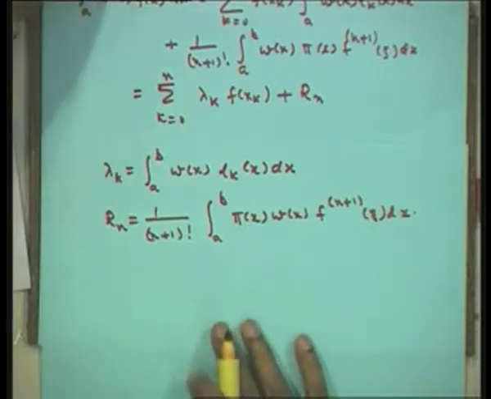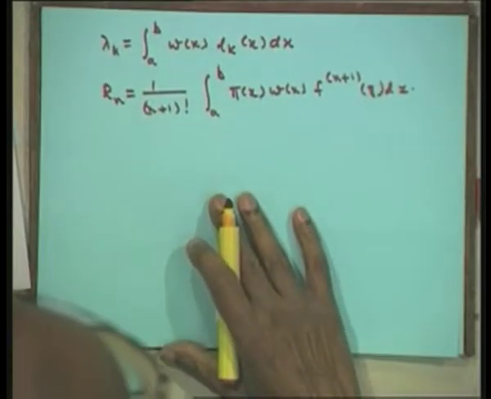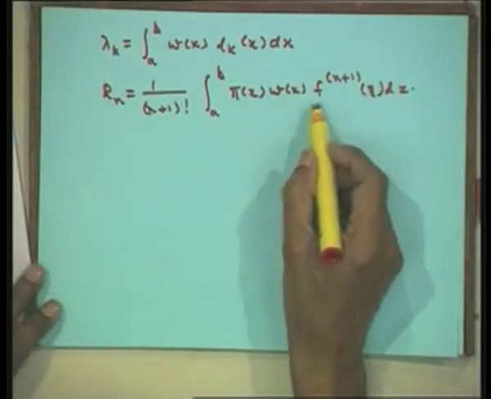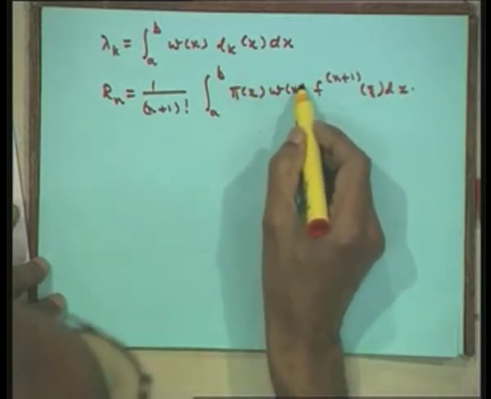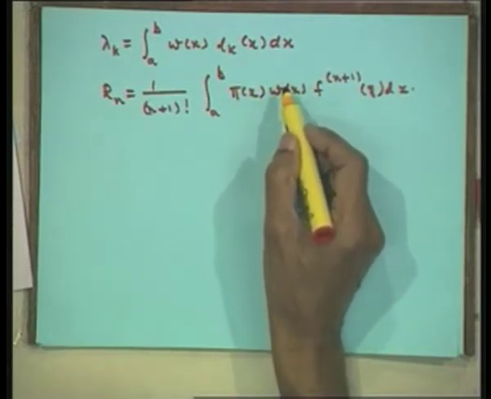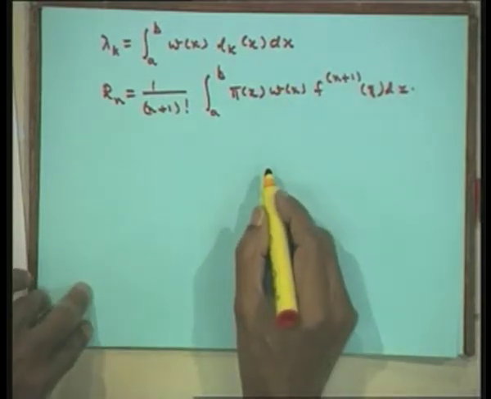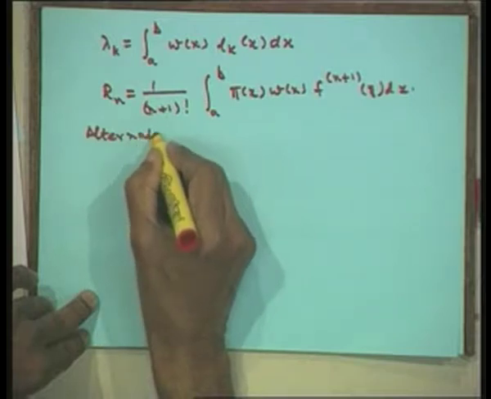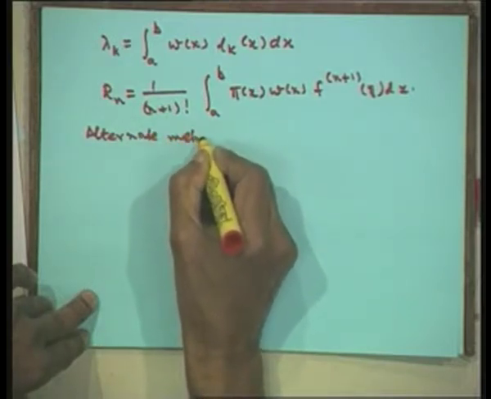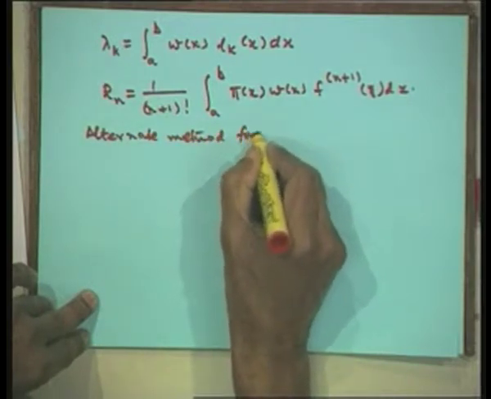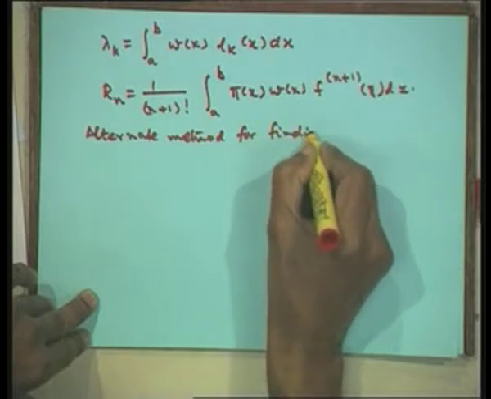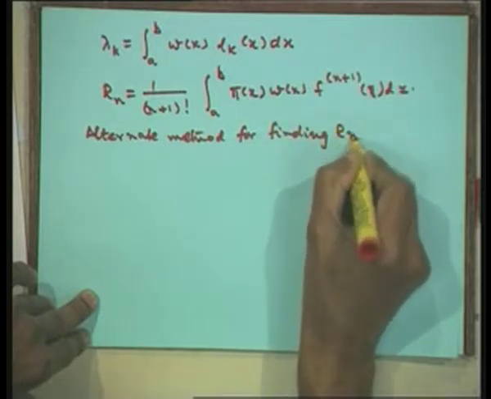As I mentioned earlier, it is difficult for us to evaluate this integral unless this part pi x into w x has got some special properties which we may not always have. Therefore, I would like to write an alternative method for finding r n. So, let us call this the alternate method for finding R n.